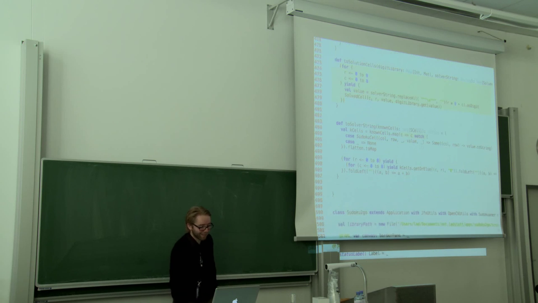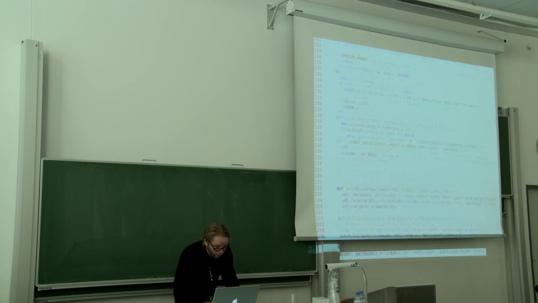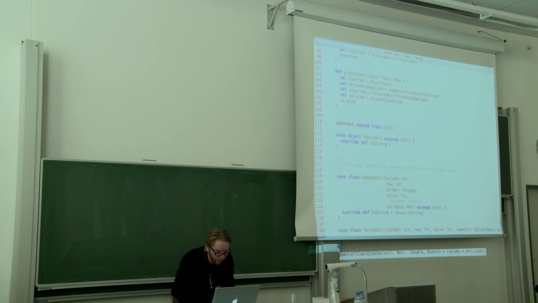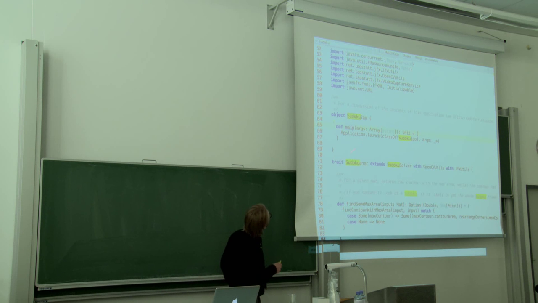Okay, so let's start at the main function. So where's the main function? Let's see. It's called Sudoku to Go. Yeah, it's called Sudoku to Go, and you see here the application launch, class of Sudoku to Go, and argument. So this is more or less the technique of how you launch the JavaFX world. Until here, this is normal Scala code, which calls the main function. So I think with this you are at home.